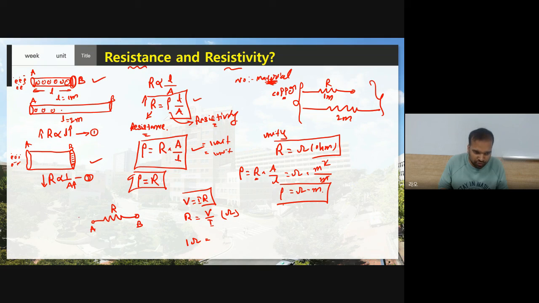1 ohm indicates that 1 ampere of current is flowing from terminal A to terminal B when you apply what? 1 volt. This is all about what? Ohm. 1 ohm is the resistance offered by that particular material when 1 ampere of current is flowing from terminal A to terminal B with 1 volt of applied voltage. So this is 1 volt by 1 ampere.